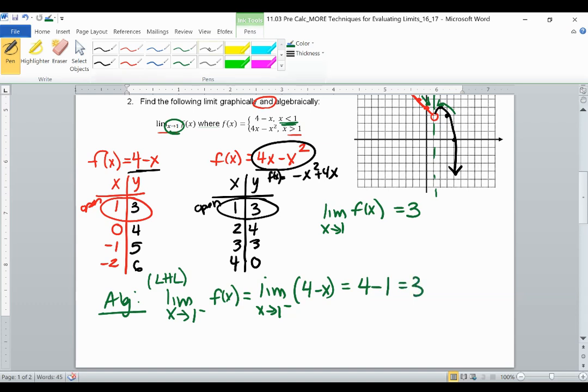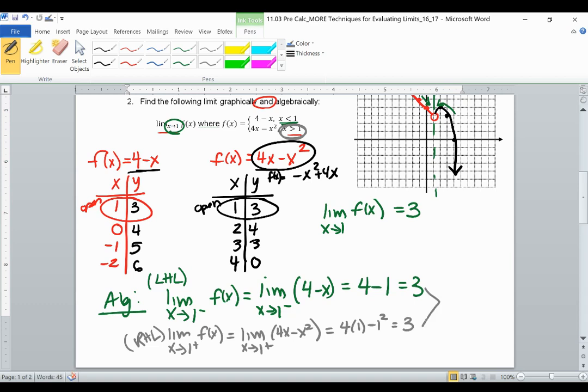Then I'm going to do the limit from the right-hand side. So my right-hand limit as x approaches 1. So that would be a positive because we're coming from the right. So that one, we want to choose the equation where x is greater than 1 because we're coming from the right side. So we're going to do the limit as x approaches 1 from the right of 4x minus x squared. And then use direct substitution. So 4 times 1 minus 1 squared.